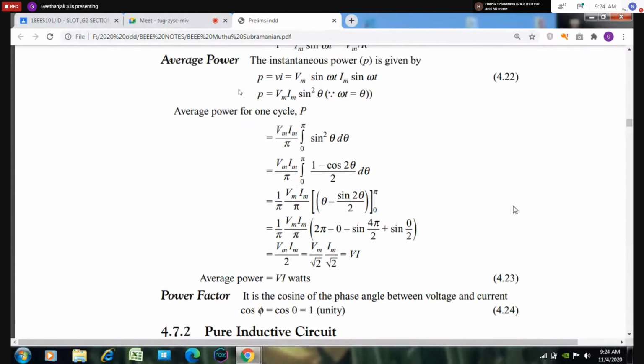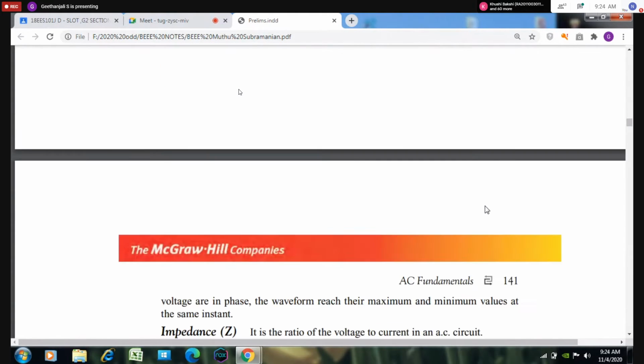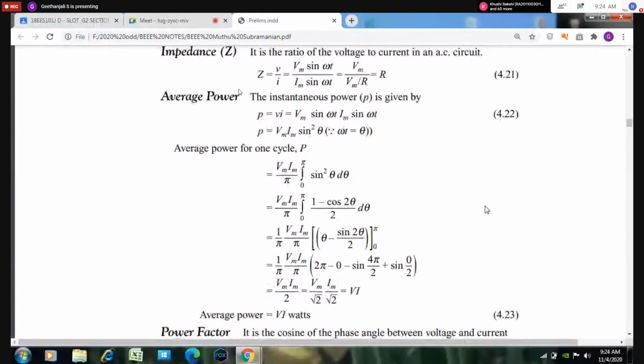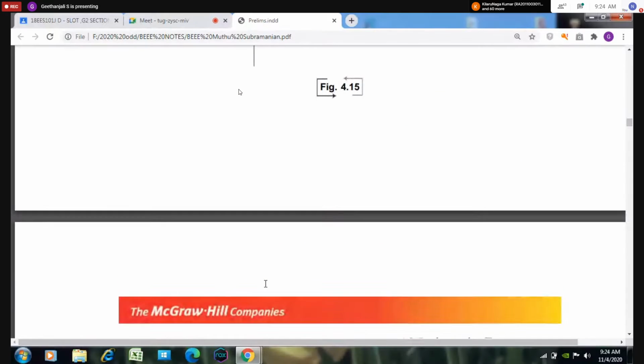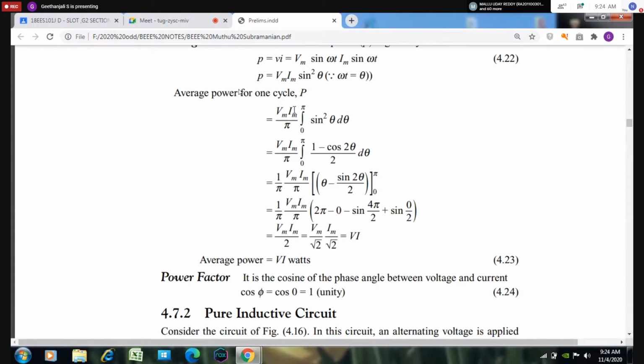One cycle means what? The time taken for one cycle is 2 pi. And also it is symmetric. Anybody, tell the answer. The time taken to complete one cycle is 2 pi, but they have substituted the upper limit as pi. What is the reason? Do you have any idea about the upper limit which is substituted as pi? Why not 2 pi?